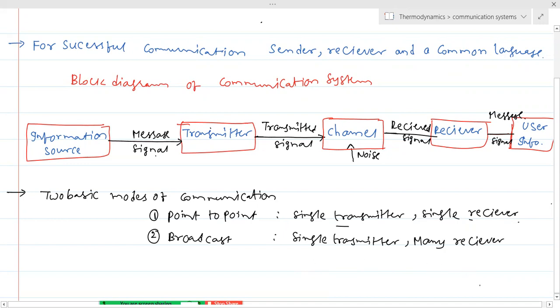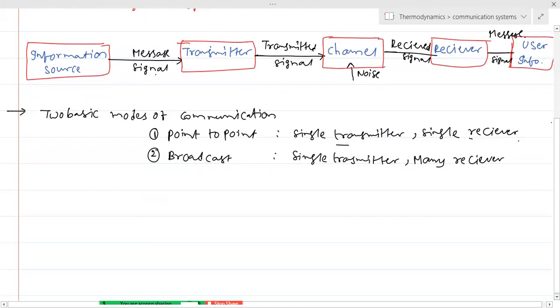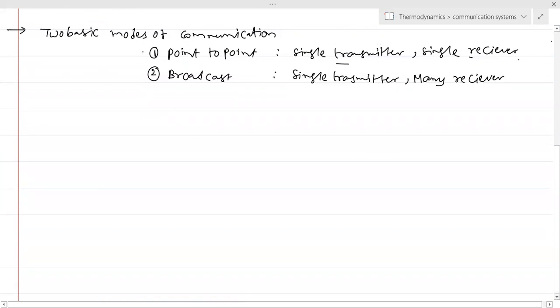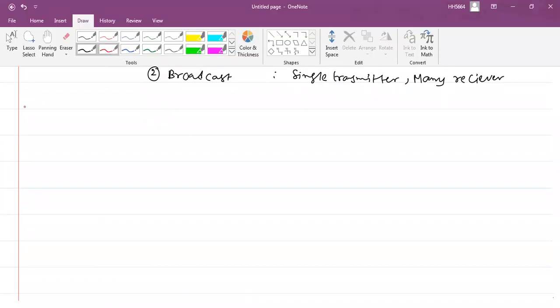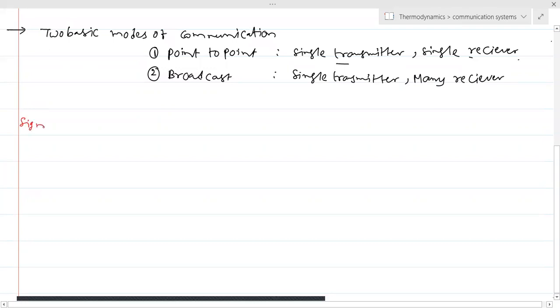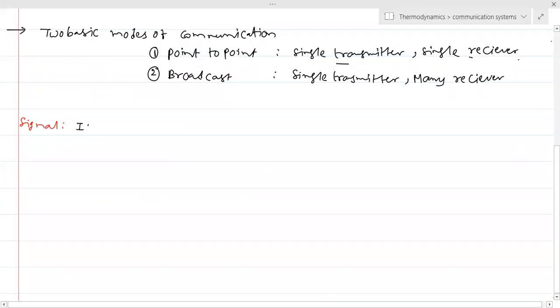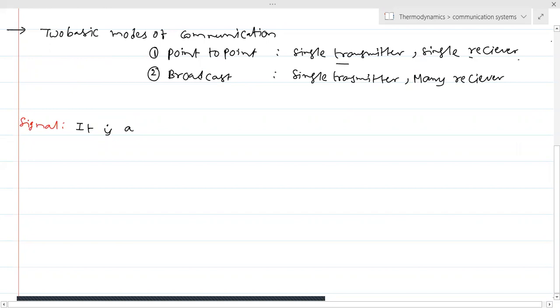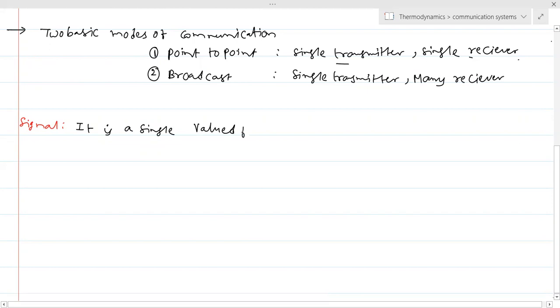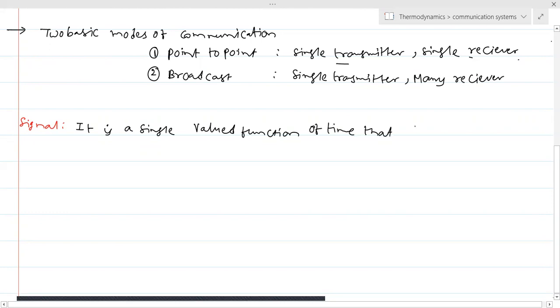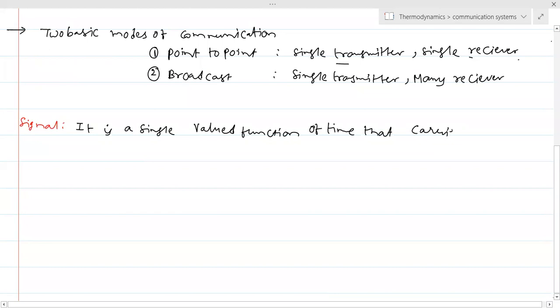So this is the example, like for TV broadcast. So we will take that. Now we will understand what we mean by signal. Signal means a single valued function of time that carries the information. Single valued function means maybe 1 or 0 like that.